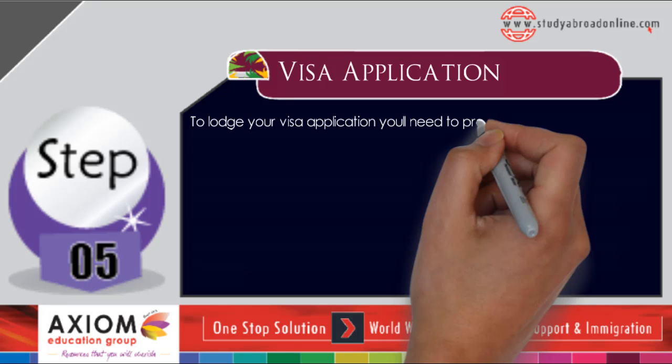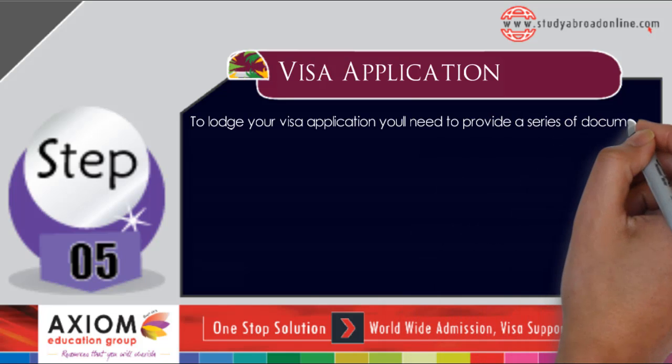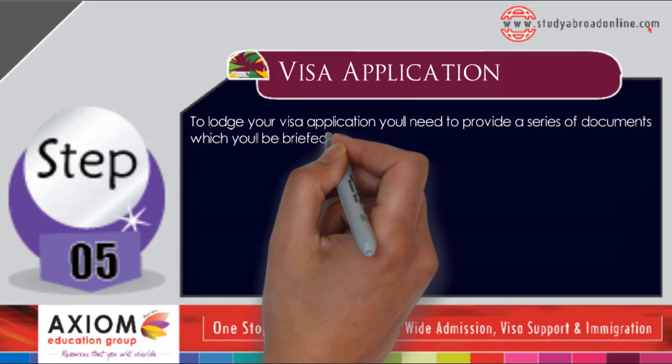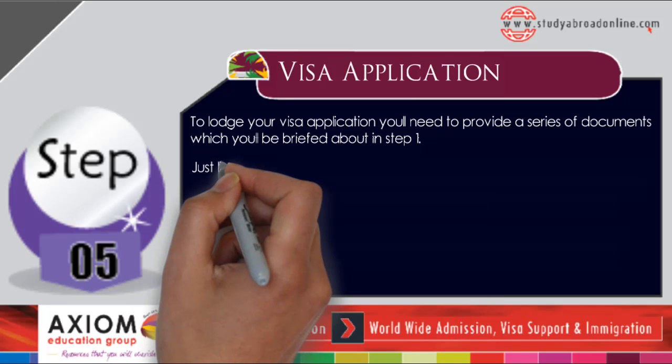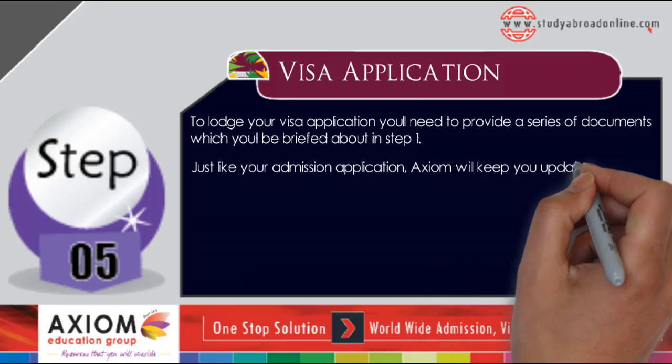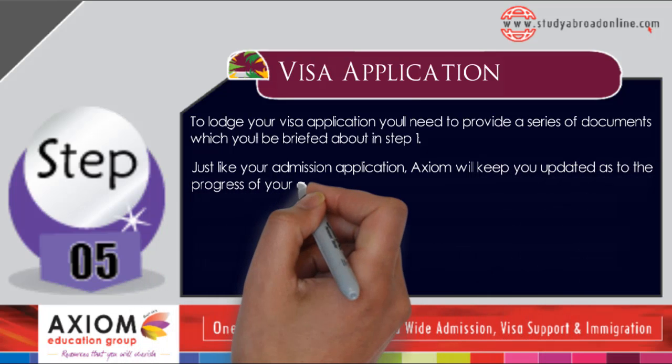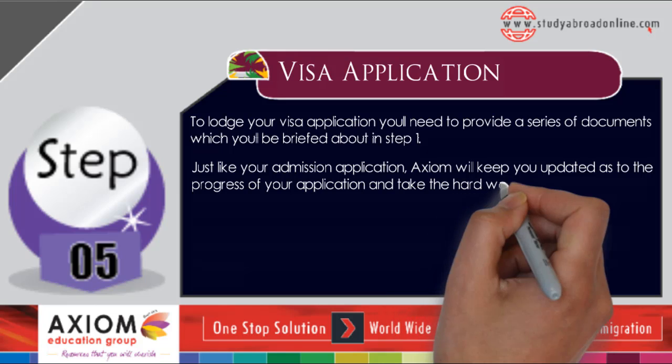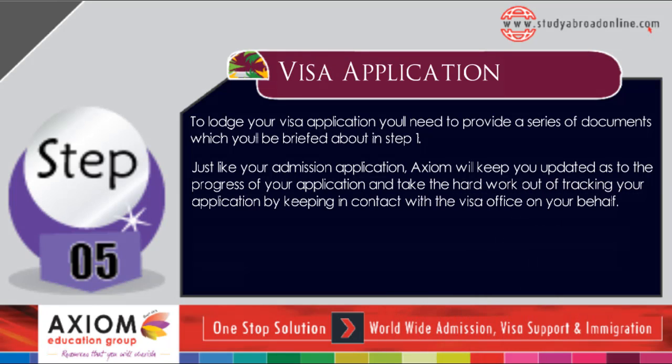To lodge your visa application, you'll need to provide a series of documents which you'll be briefed about in Step 1. Just like your admission application, Axiom will keep you updated as to the progress of your application and take the hard work out of tracking your application by keeping in contact with the visa office on your behalf.